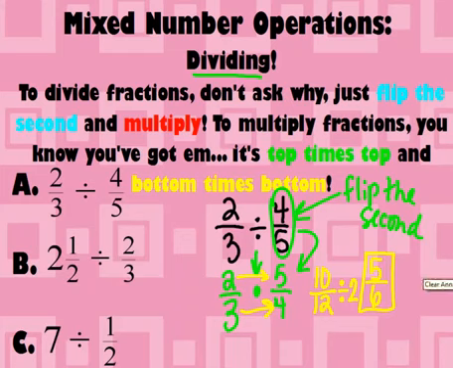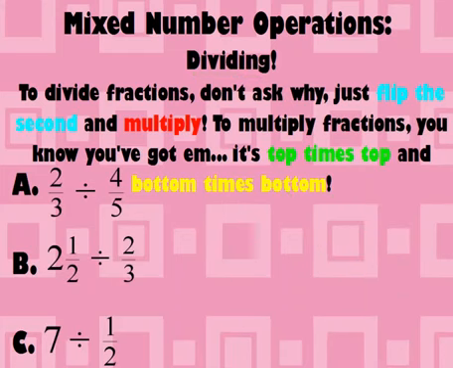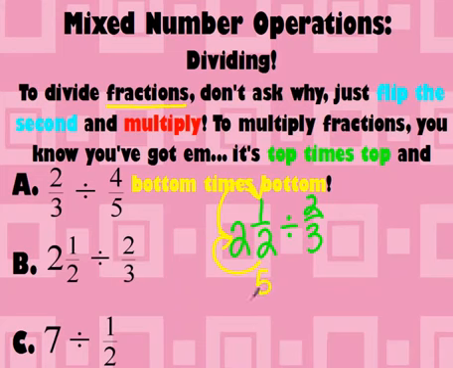So let's try again. We have 2 1/2, and we're going to divide that by 2/3. Again, our rhyme says to divide fractions, and we want to make sure that we have fractions and not mixed numbers. So the first thing we need to do, we're going to do popcorn here, change this mixed number to an improper fraction. So 2 times 2 is 4, plus 1 is 5. So this is actually 5 halves.